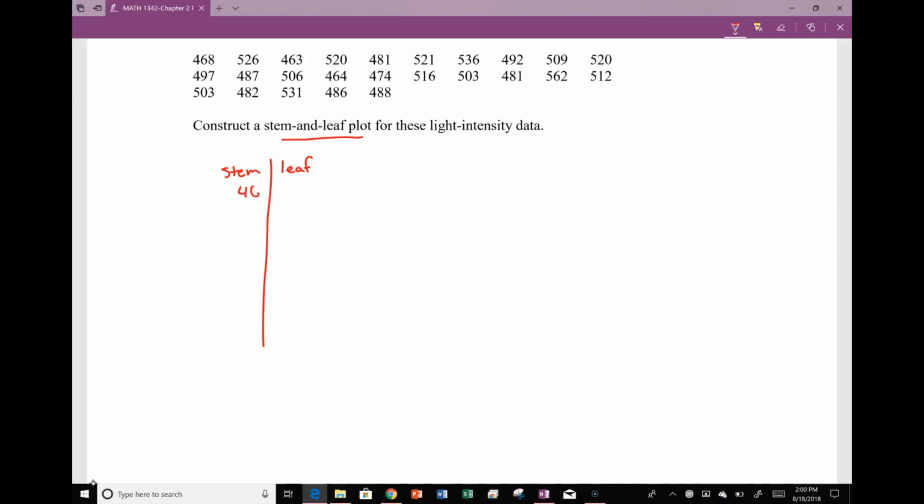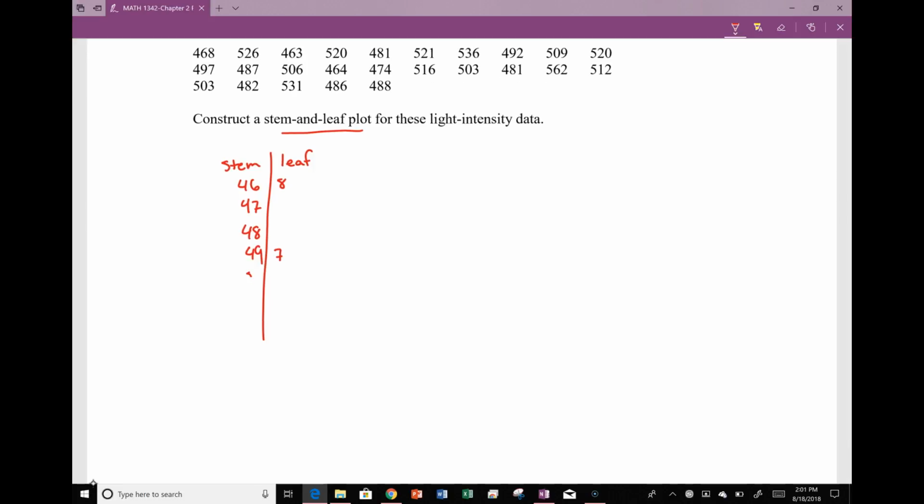So I'm going to start out with 46. The next one is a 49. Remember, I cannot skip any numbers here. So I'm going to have an 8 with the 46. I'm going to have a 7 with the 49. 468, 497. Then I do a 503. 526, so that means I've got to go to 52 here. 487, 482. This is not going to be my final stem and leaf plot. Right now I'm just trying to organize it in some type of manner.